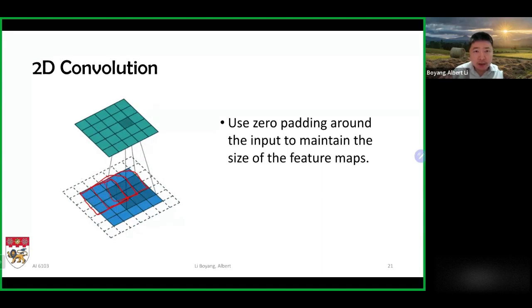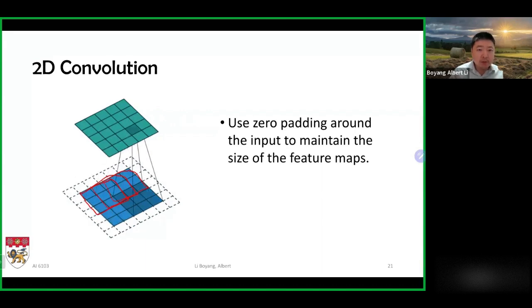And similarly, I'll have 3 rows as well as 3 columns. So I'll end up with an output of 3x3, right? But my input is 5x5. So the output becomes smaller than the input. And to deal with that, in order to make the input and output of the same size, I will use some zero paddings. And of course, there are other types of paddings, but zero paddings are the most common.